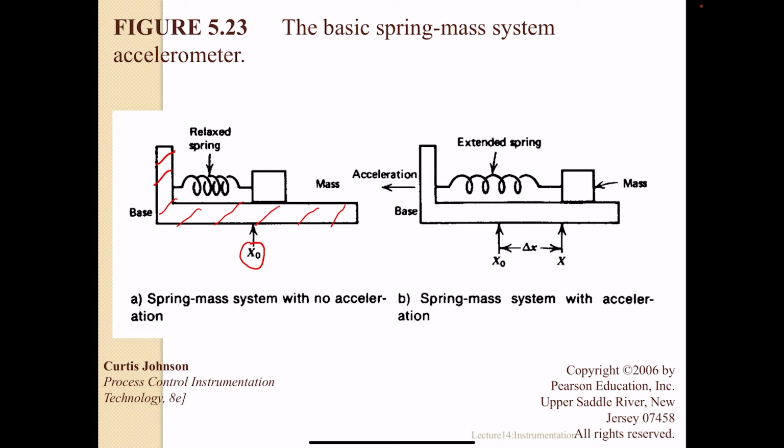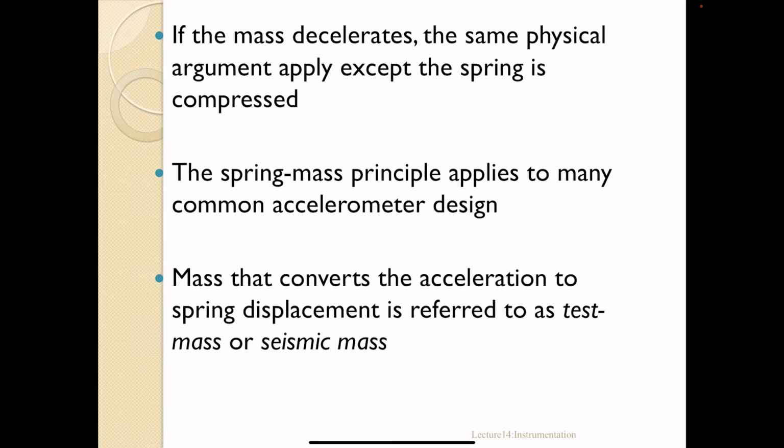When there is acceleration felt by the base, it will cause the mass to also move on the base and extend the spring. Therefore, delta X is measured as a displacement of the mass. By measuring delta X, we will be able to calculate acceleration by multiplying it with K over M. In the case where mass decelerates, the same principle applies, except the spring is compressed.